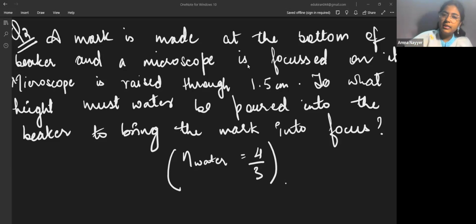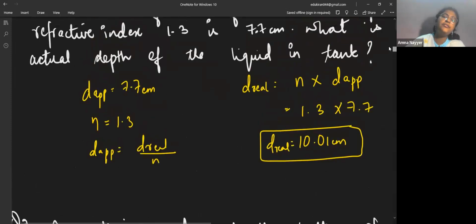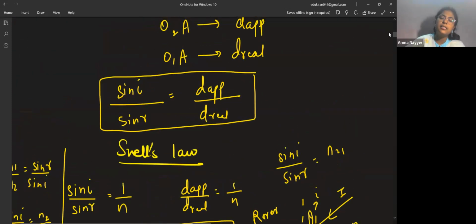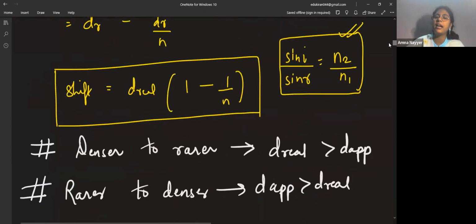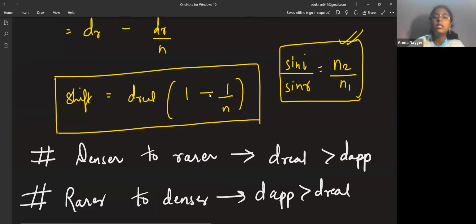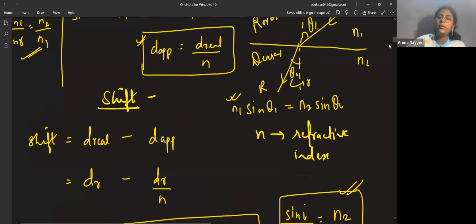All right. See, class, in the last class on Sunday, we had started with apparent depth. We had completed this topic. Just this one question was left. So apparent depth and real depth we did. There was a relation between apparent depth and real depth, with involvement of refractive index, and shift was the last topic that we discussed. So the basic relationship is this: apparent depth is equal to real depth divided by the refractive index, and shift is equal to real depth into 1 minus 1 by n. We did a question based on this, but we didn't do any question based on shift.